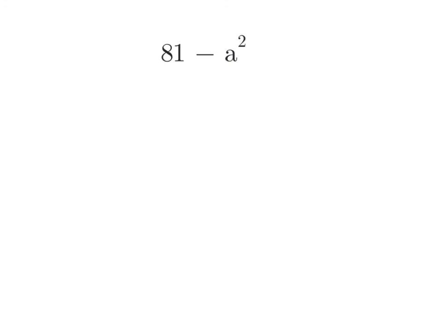So what I want to point out with this last example is that we do not want to rewrite this with the a squared first. We want to leave it as 81 minus a squared. So 81 is a perfect square, a squared is a perfect square, and we have a difference. So we're going to go ahead and factor this into two binomials. One has an addition sign, one has a subtraction sign.